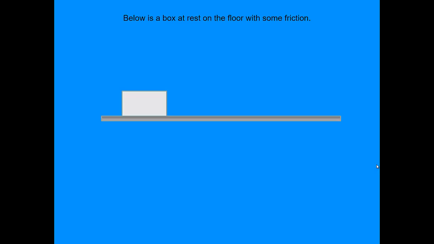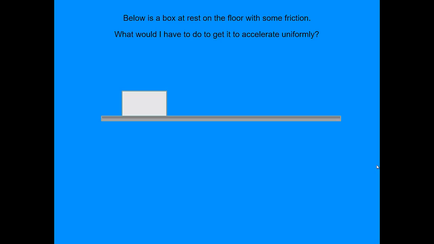Well, hello everyone. Consider a box at rest on a floor, and the box has some friction with the floor. What would I have to do in order to get the box to accelerate uniformly? That means move with a constant acceleration, remembering there's some friction.